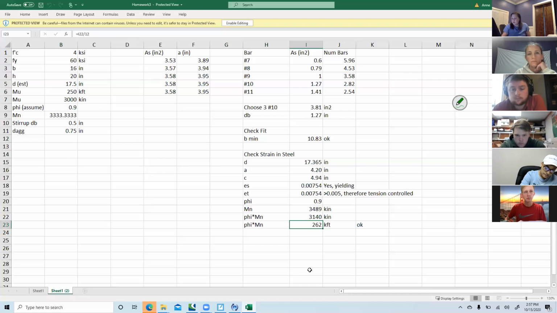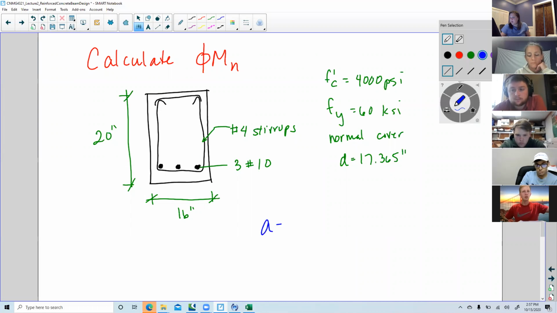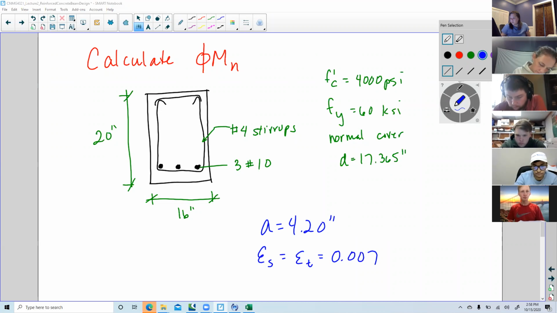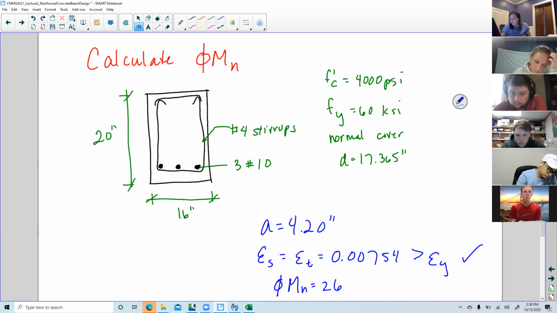So let's see. Write down a, 4.2 inches, 0.007 something, 754, I don't know, greater than εy, and 262 kip-feet. Did everybody else get that number?